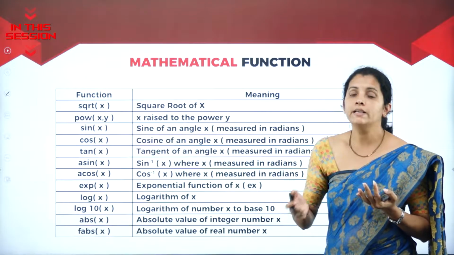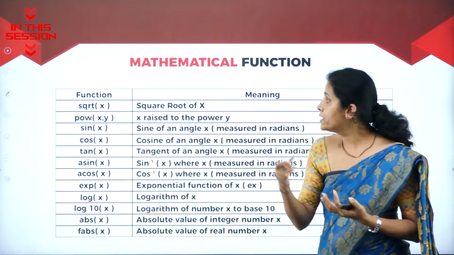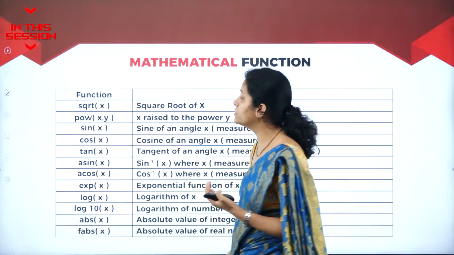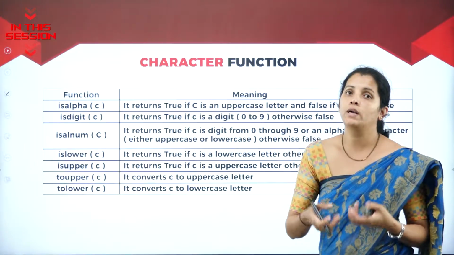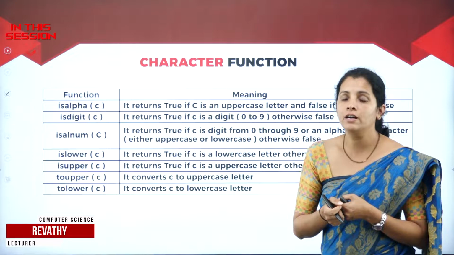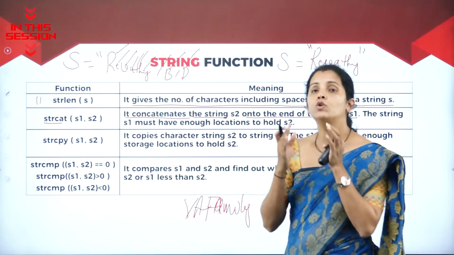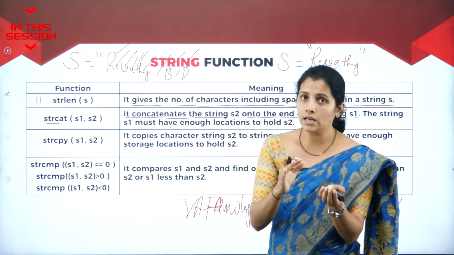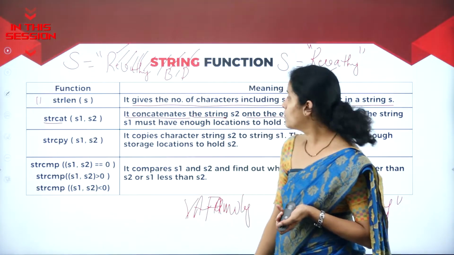Instead of writing a square root program, I'm going to make use of a built-in function, that is the square root function. So what is the existing resource here? That is nothing but the library function or built-in function. If I want to copy one string to another, that can be achieved with the help of string copy.